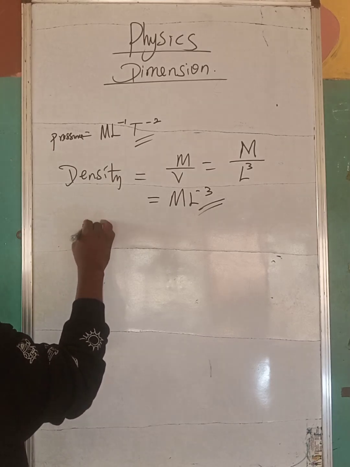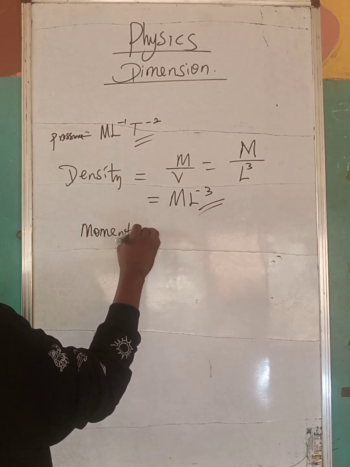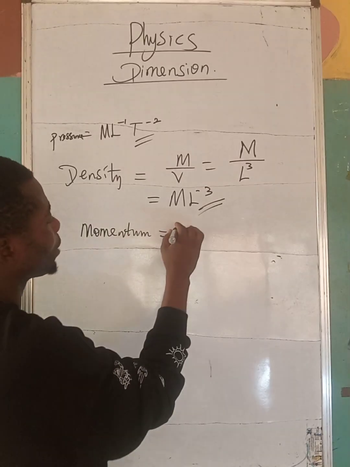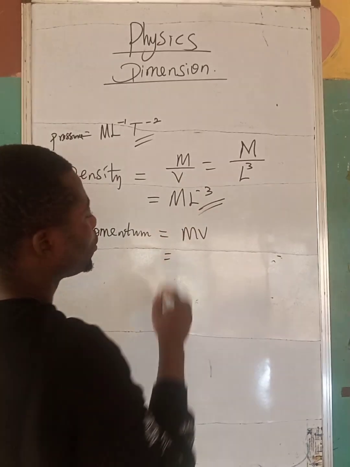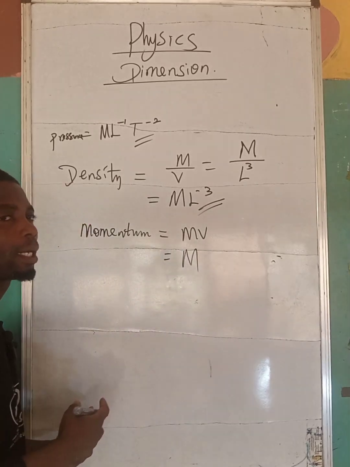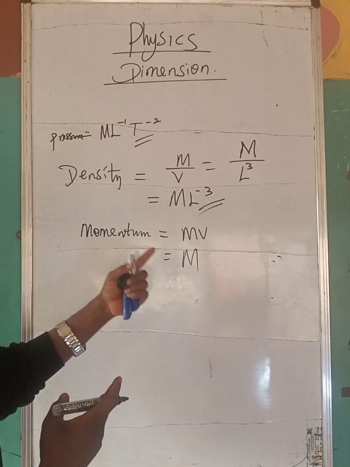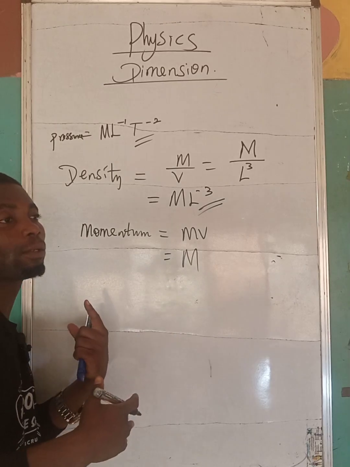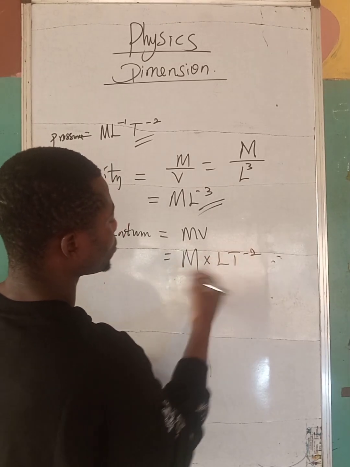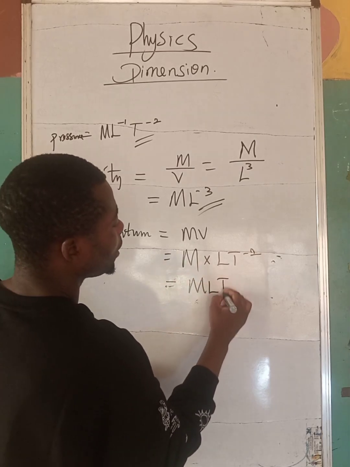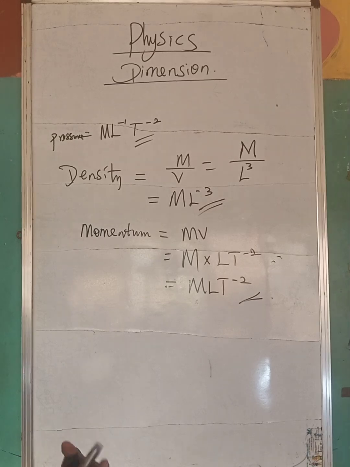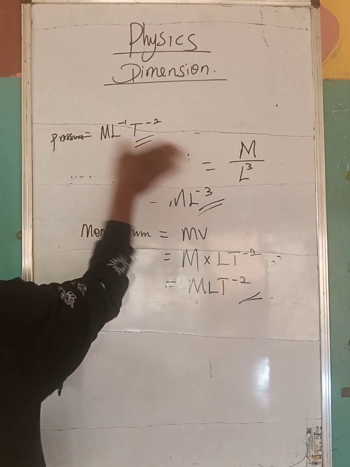Now let's see another one before we go. Let's talk about momentum. Momentum is what? The formula is mass times velocity. Can you see mass in fundamental? Sure. The dimension of mass is M. But can you see velocity? No. But you've calculated it to be L T^-1. So if you solve it, you have M L T^-1. And that's all.